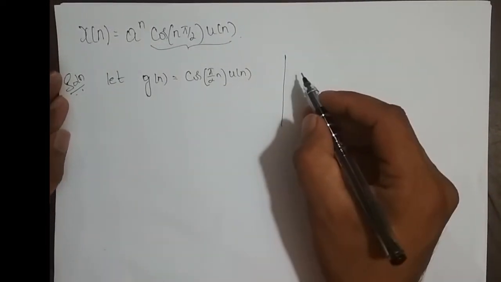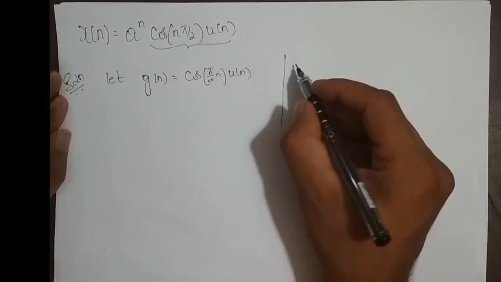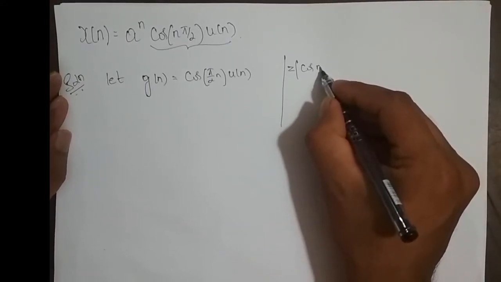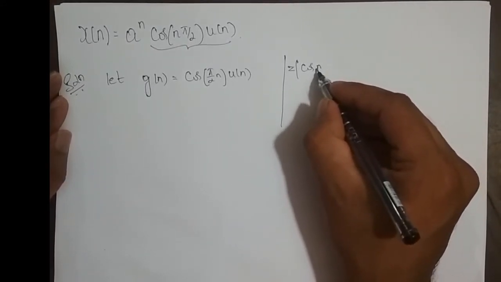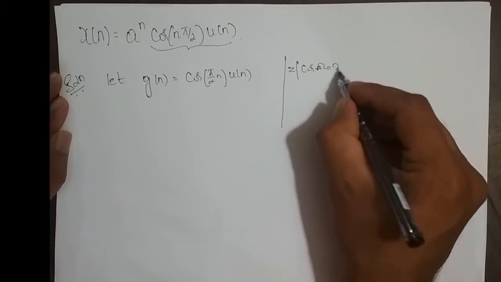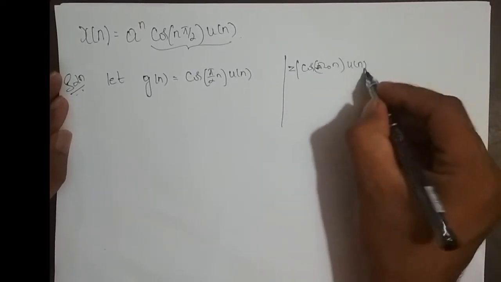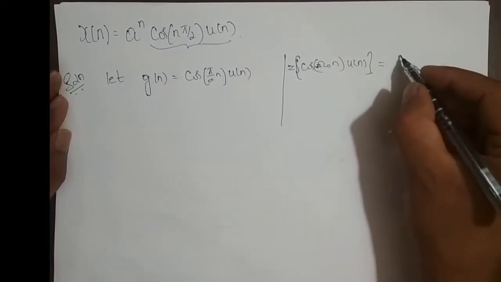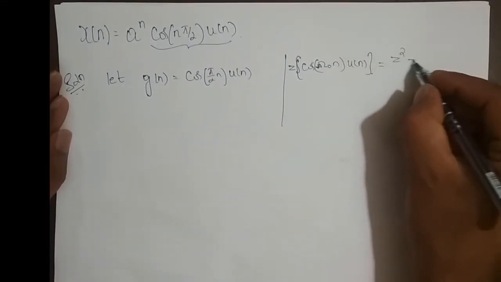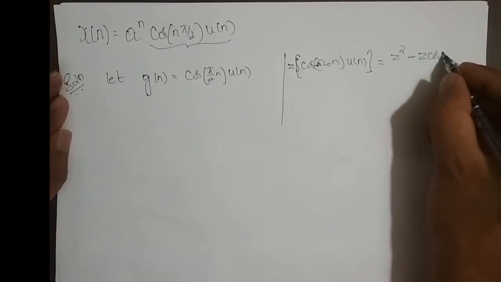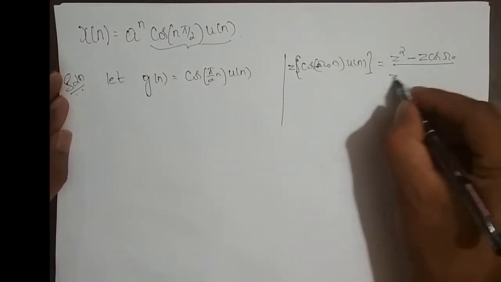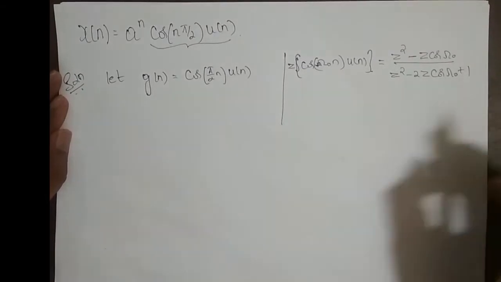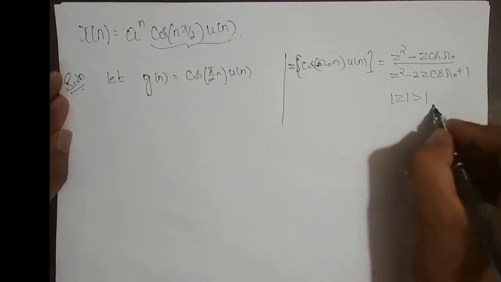I had given a list of Z transforms, right? So there we had the Z transform of cos of omega naught n into u of n. What is its Z transform? It is z square minus z into cos omega naught, whole divided by z square minus 2z into cos omega naught plus 1, right? And its ROC is magnitude of z greater than 1.